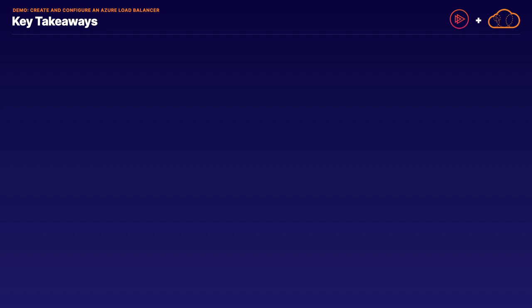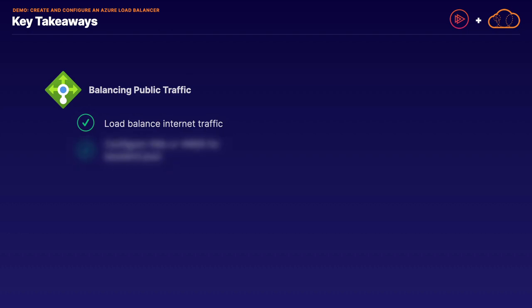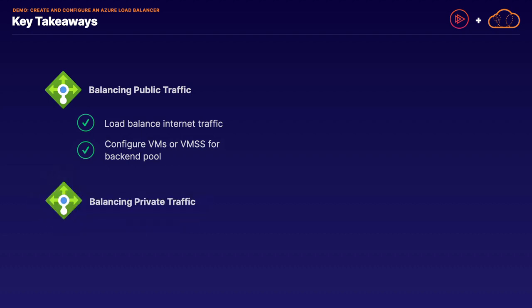All right, Gurus, congratulations on following along in the demonstration. The things we want to take away from this lesson are that we understand what Azure Load Balancer is for. Using Azure Load Balancer, we can balance public traffic, and what we're talking about is traffic from the internet, like we did with our load balancing rule in our demo. And we can configure public load balancers with virtual machines or virtual machine scale sets for the backend pool. We can also do the same thing with private traffic. We can load balance that private traffic inside of our networks and use VMs and VM scale sets for the backend pool of private Azure load balancers.